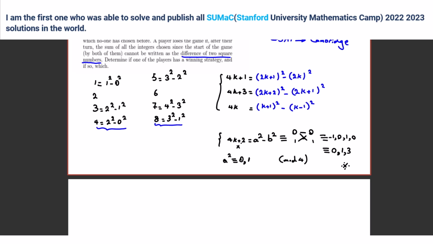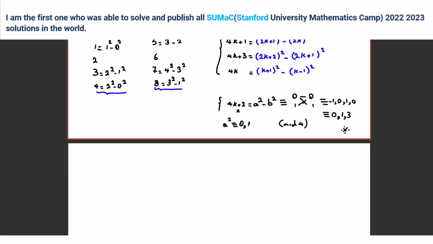Wait, how can that be? Let me write it again. If 4k plus 2 is equal to a squared minus b squared, do you agree a squared mod 4 can be only 0 or 1? Yeah. Okay, 4k plus 2 mod 4 is what? 4k plus 2 mod 4 is 2. Now, if we write all cases of a squared minus b squared mod 4, it is 0 minus 0, or 0 minus 1, or 1 minus 0, or 1 minus 1. Agreed?